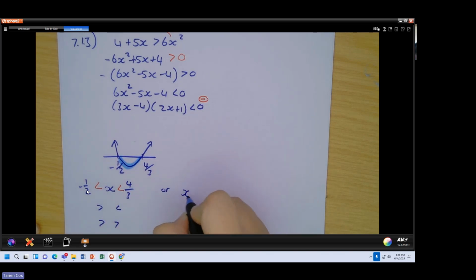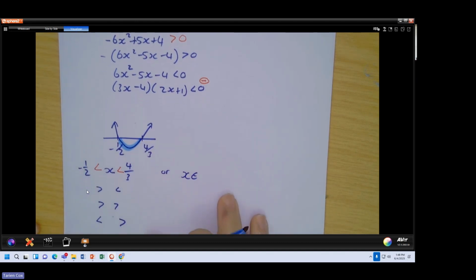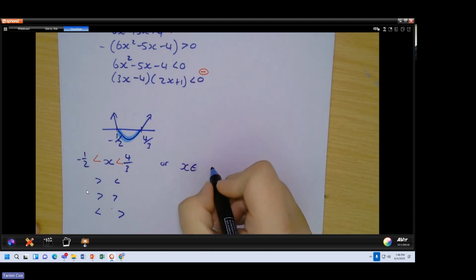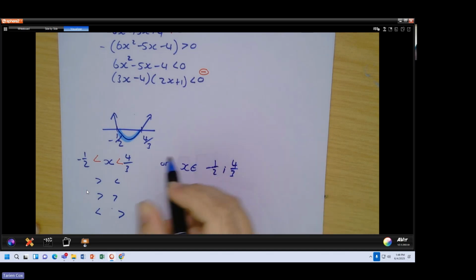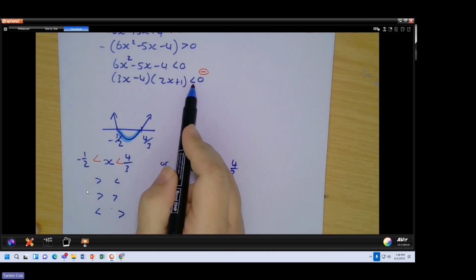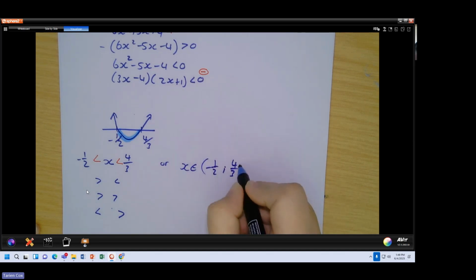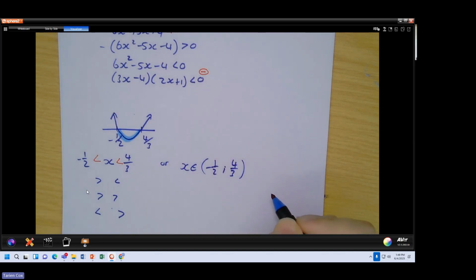But then this is why I prefer, when there's only one answer, to write it in interval notation, right? Where you then have from negative a half to 4 over 3 is my answer. Was it included? No. So then it's going to be round brackets on both. That's it. So it's easier then to write it in interval notation.